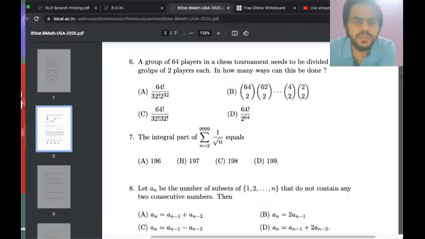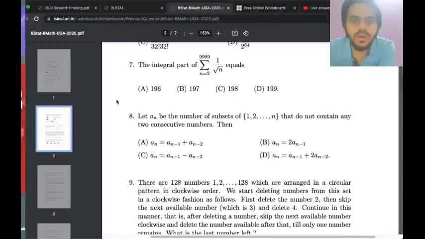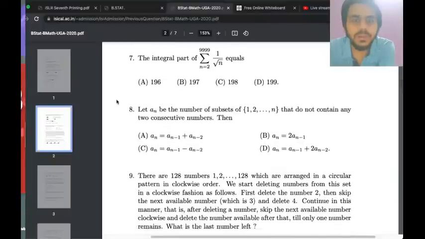This is a PNC question. A group of 64 players in a chess tournament needs to be divided into 32 groups of 2 players each. It's a pretty standard PNC question, so no point in solving this question now. Then the integral part of this equals, integral part meaning, let me just give you the theory part of this and you do the solving, right?